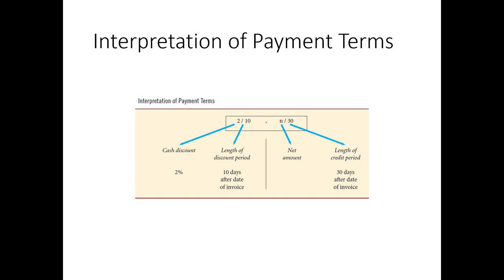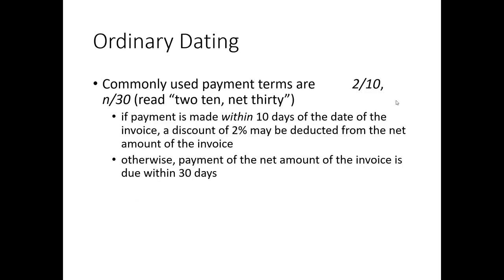So N/30 just means, okay, if you took advantage of the discount, great. If you didn't, you've got to pay this bill in 30 days anyway. Or you only paid part of the invoice in the first 10 days. If you pay part of the invoice in the first 10 days, you still get a discount on the part you paid, but you still have an amount owing after that, due in 30 days. Hence the word net. Whatever amount is owing at 30 days has to be paid with or without the discount.